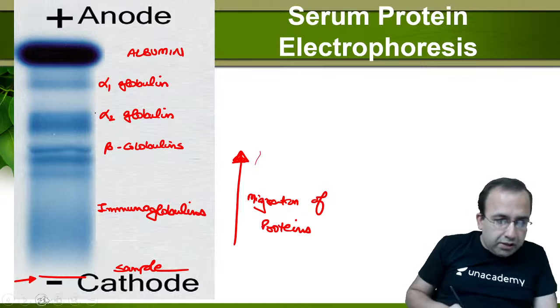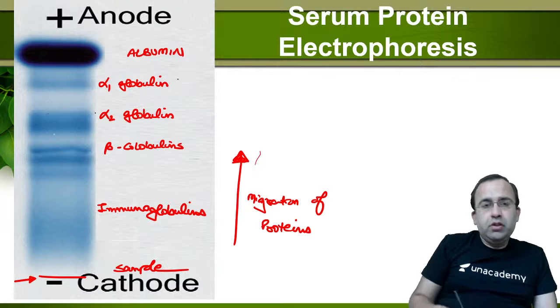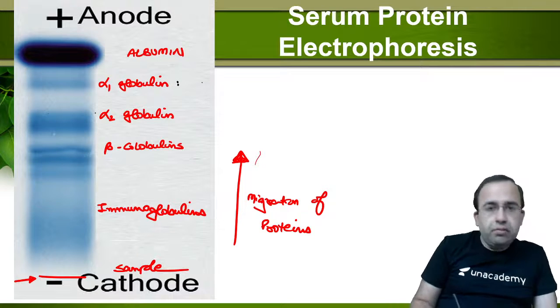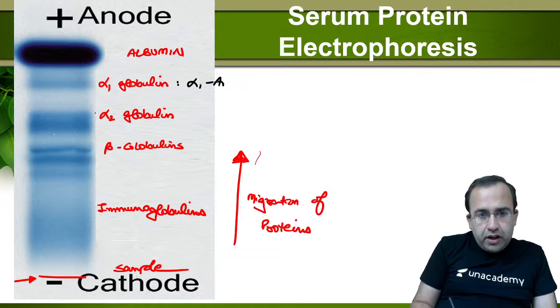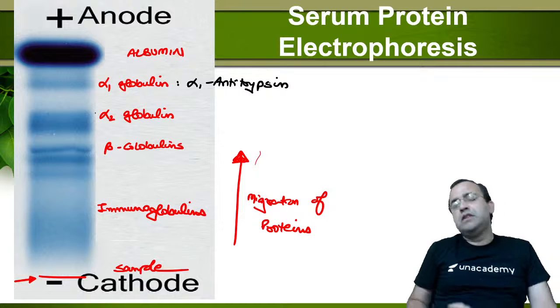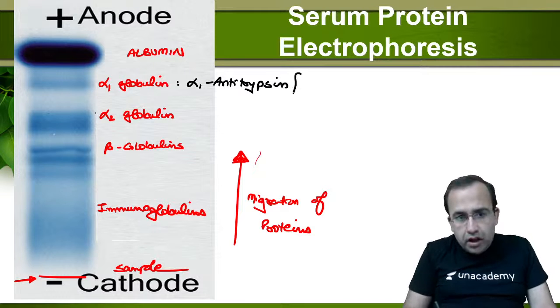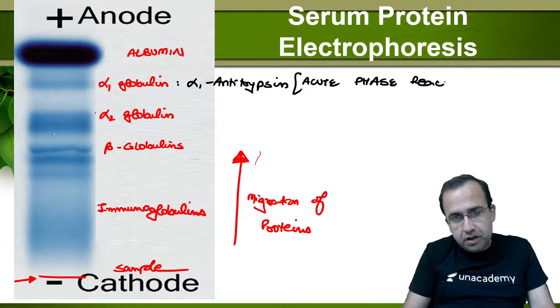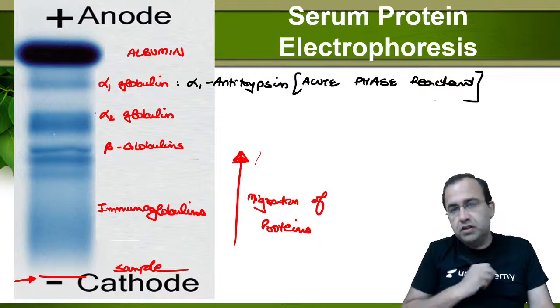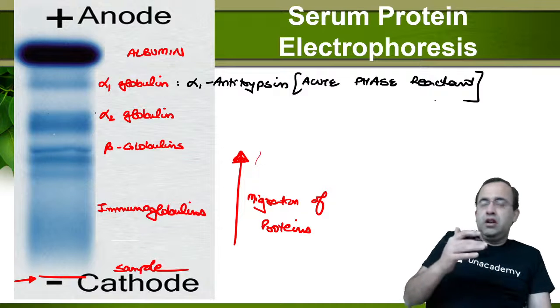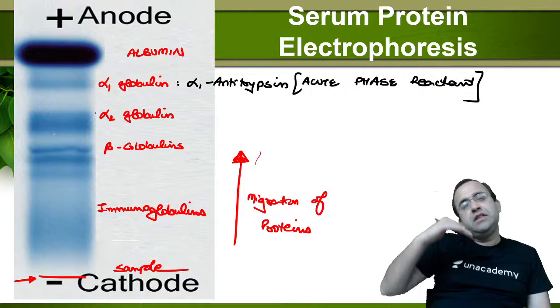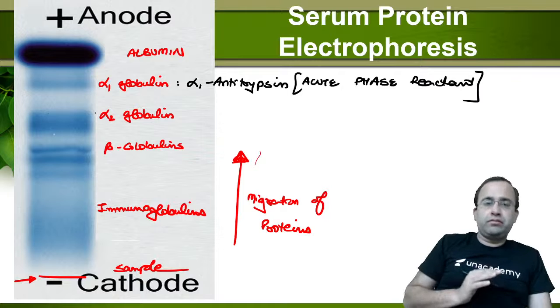Let us see this in slight more detail. Look, the main alpha 1 globulin is alpha 1 antitrypsin, which is an acute phase reactant. Acute phase reactant means it is increased in infections.